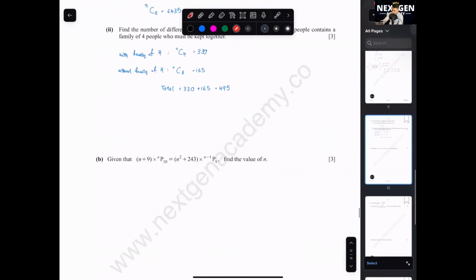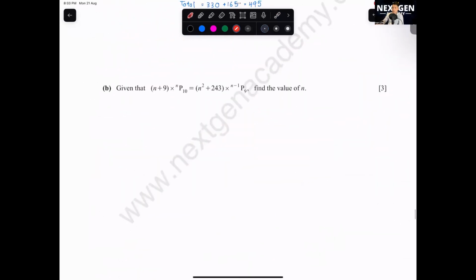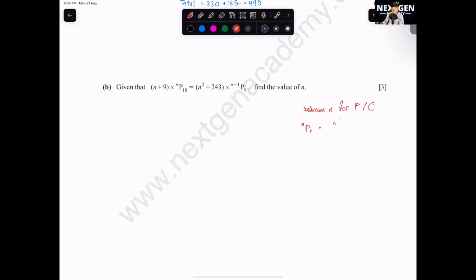So when do we need to use a formula? It is when you have unknown n, for P or C, permutation or combination. So nPr is n factorial over n minus r factorial. This one you all have to remember. The one that's given to you is C, which has one thing less, that r factorial. So now we open up nP10 and n minus 1 P9.